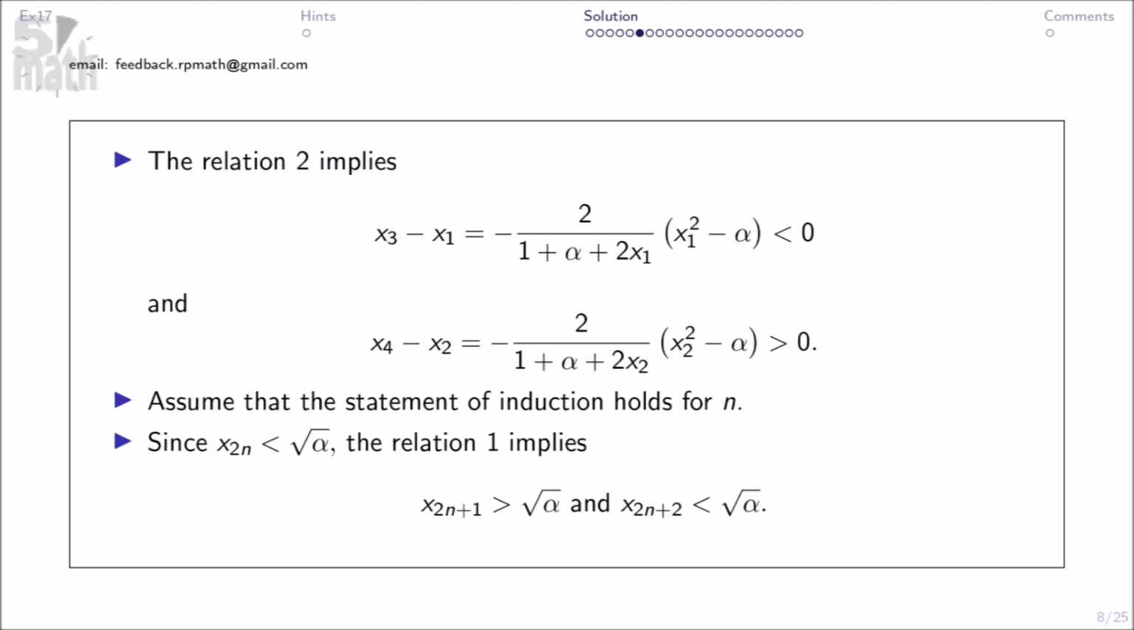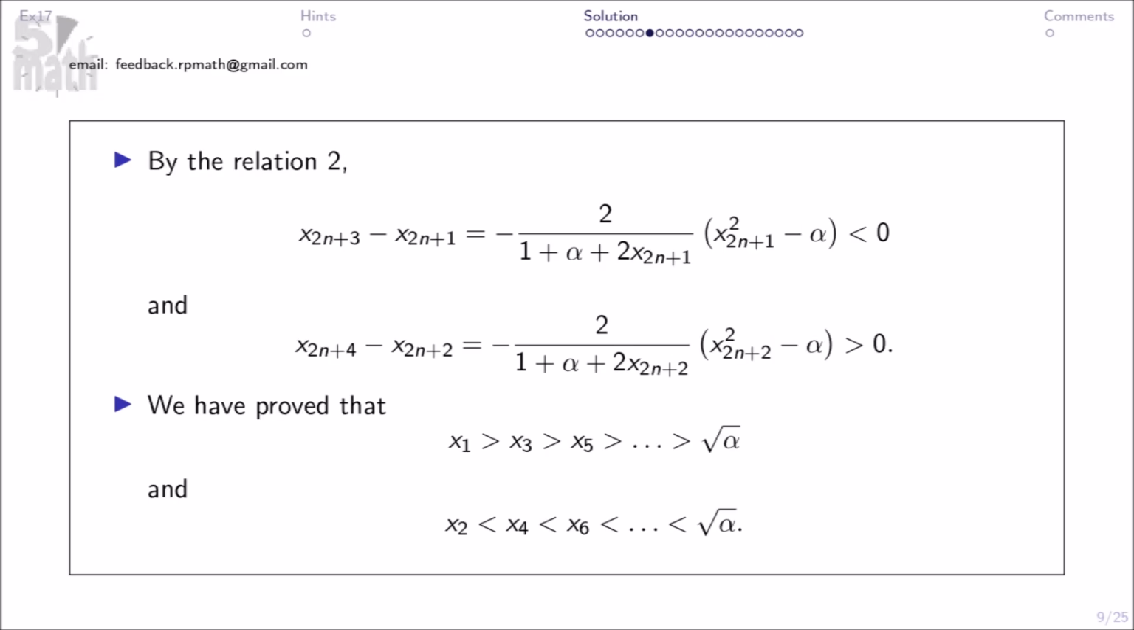Assume that the statement of induction holds for n. Since x2n less than square root alpha, the relation 1 implies this and that. By the relation 2, this and that, we have proved that this and that.